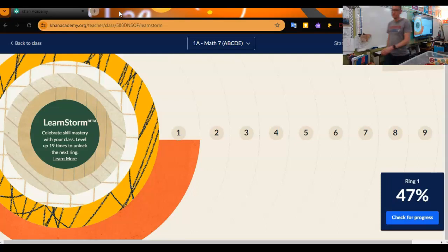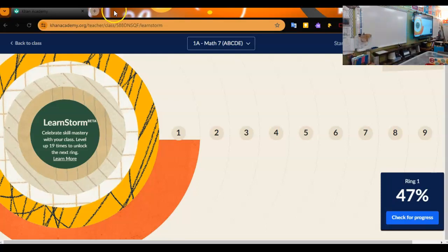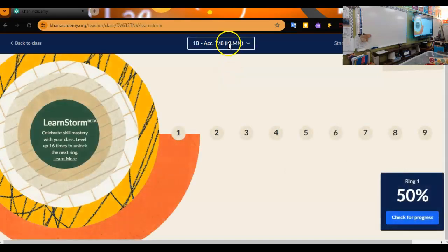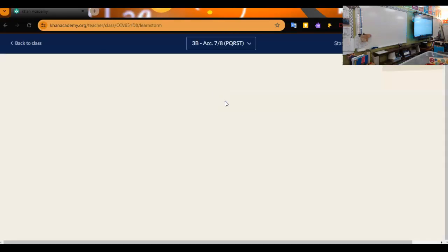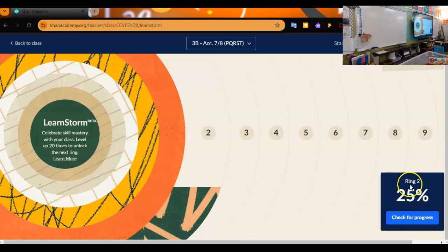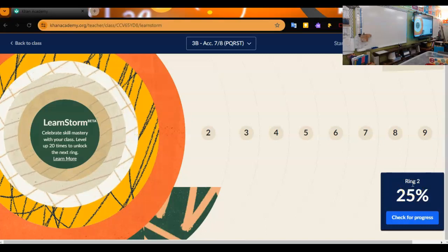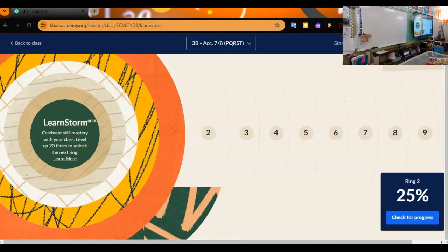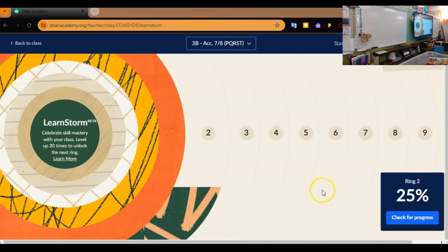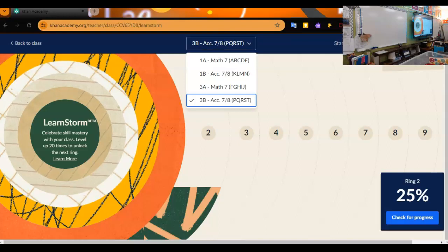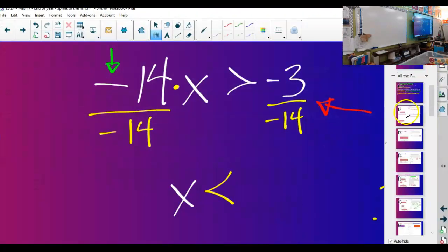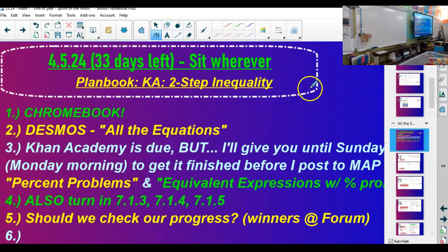Do you want to see where the other classes are? Oh, yeah. So 1B's at 50%. 3B's already in ring 2, because they've done their homework. They want to win. Wait, are we doing math 7 and 8? It's not my fault. No, it's you guys versus 1A versus 3A. Yes. I did it. So, reminder to put it up here one more time. Hey, I dare you to check it again.